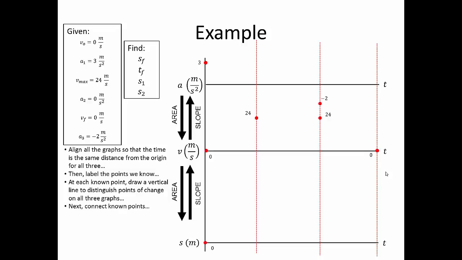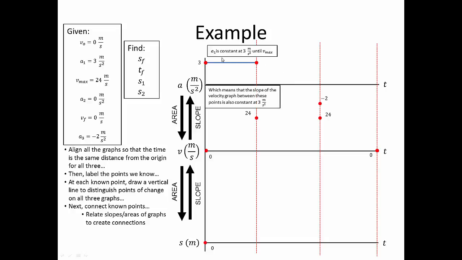Next, we're going to connect the known points. In order to do this, we have to relate slopes and areas of the different graphs to create the connections that we need. Now, the first thing that we know is that we are having a constant acceleration of 3 meters per second squared until we reach our maximum velocity of 24 meters per second. So we can go ahead and draw in a horizontal line here, like we've shown, that shows that constant acceleration until we reach the maximum velocity.